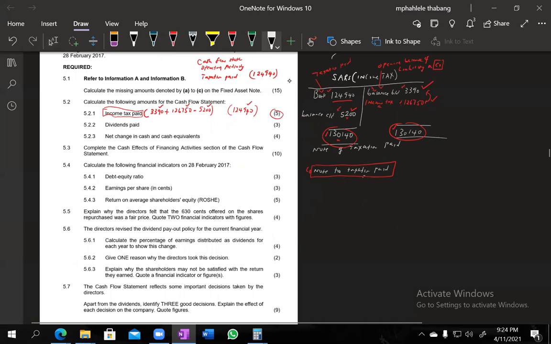When you do the note for taxation paid, you start with the balance at the beginning of the year. How much was the balance at the beginning with SARS? It is 3,390. We were owing SARS 3,390. It was a liability, so you put it on the credit. Listen to me very attentively: when I do this note, I always put the liability at the beginning in brackets. That is why 3,390 goes in brackets. Income tax is also always in brackets.